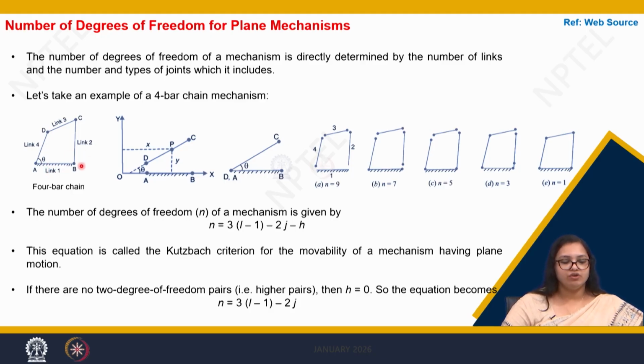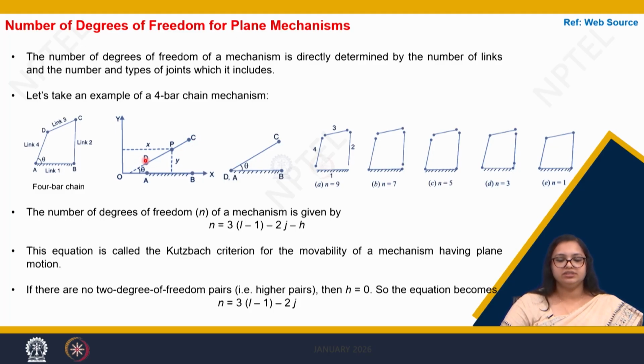Now, in this 4-bar chain mechanism, we don't know as of now what would be the degrees of freedom. Let us separate all the links out of this mechanism and take the links separately in the XY coordinate system. Here we have kept the AB link, that is a fixed one, on the X axis. However, we have taken the link CD, that is the link 3, in the XY coordinate space.